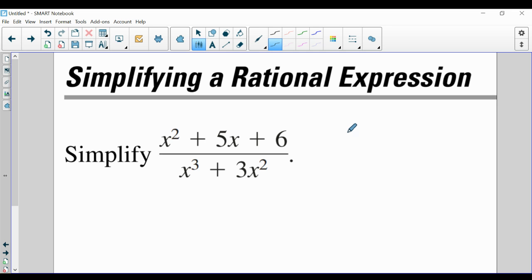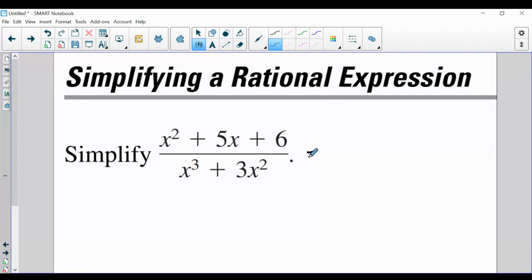In this video, I'm going to show you how to simplify a rational expression. In other words, reduce the fraction. In this case, you don't have monomials, so you can't just cancel out the x squared with the x cubed. That's just not possible. So what we're going to do is we're going to have to factor. Once you factor, the factors can be canceled out.